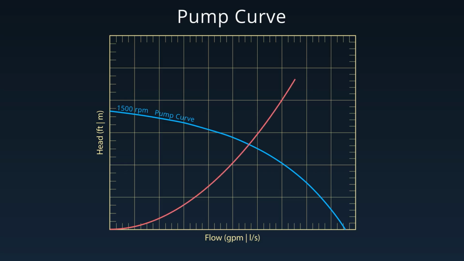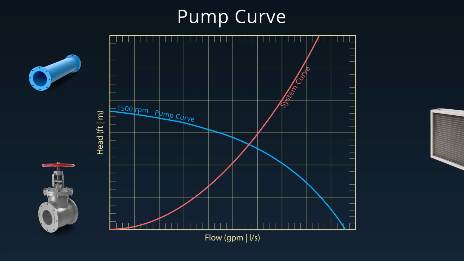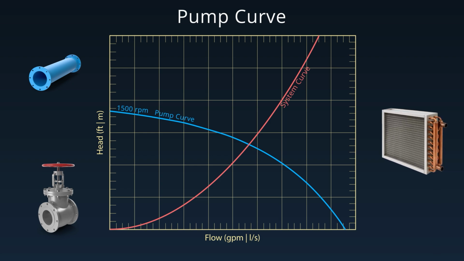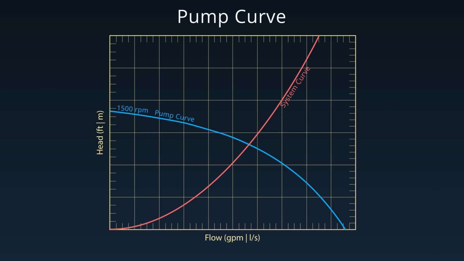The system curve, shaped like a parabola, represents the resistance of the piping, valves, coils, and other components that the water must flow through. The point where the pump curve and the system curve cross is called the operating point.